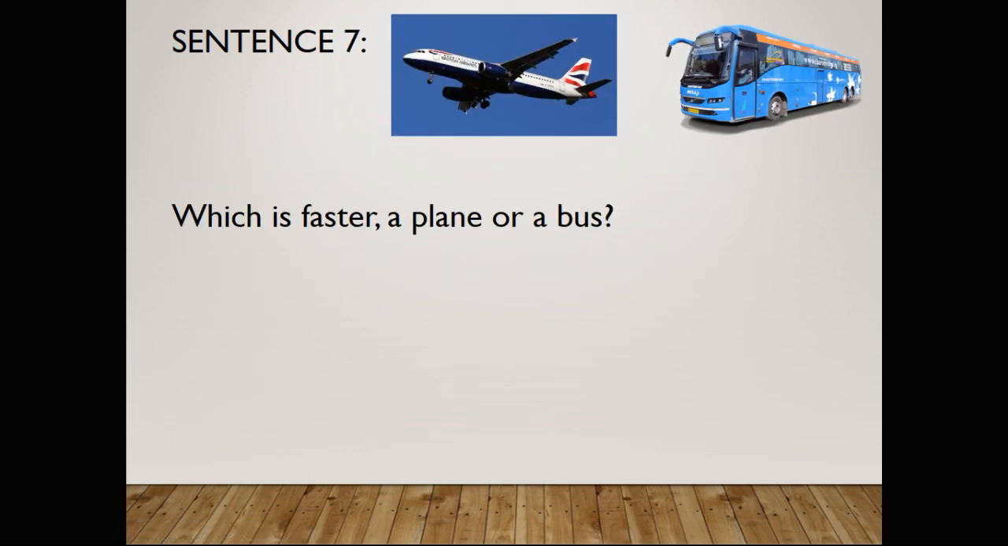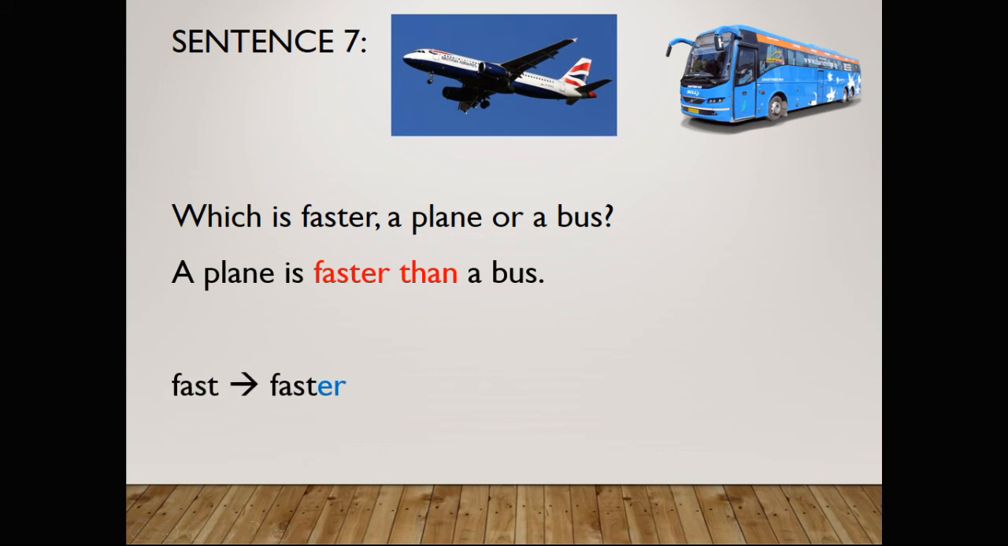Sentence number 7. Which is faster, a plane or a bus? Well, we know the answer is a plane is faster than a bus. And the word faster is from the word fast. Fast, faster, with ER at the end.